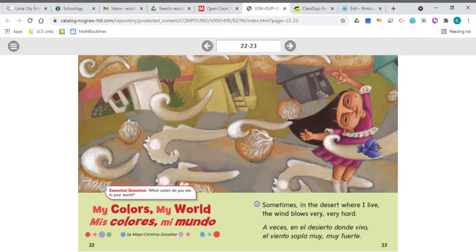All right. So let's go ahead and start reading My Colors, My World, Mis Colores, Mi Mundo by Maya Cristina Gonzalez. Sometimes in the desert where I live, the wind blows very, very hard.